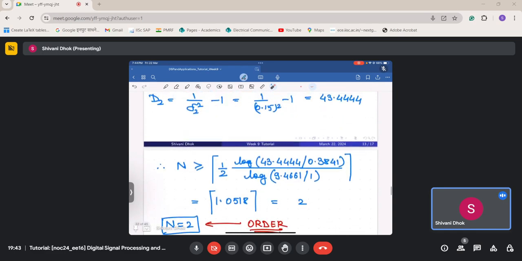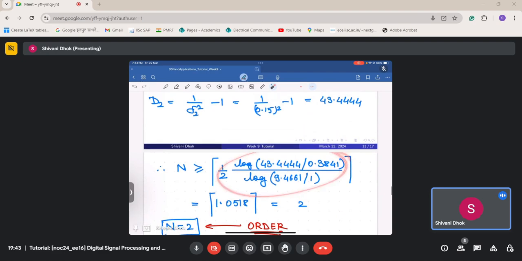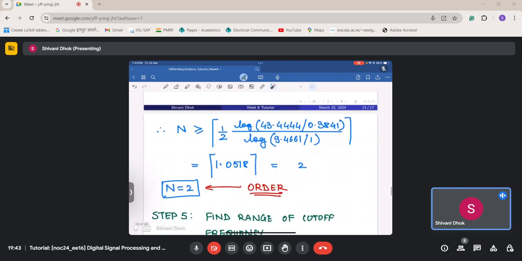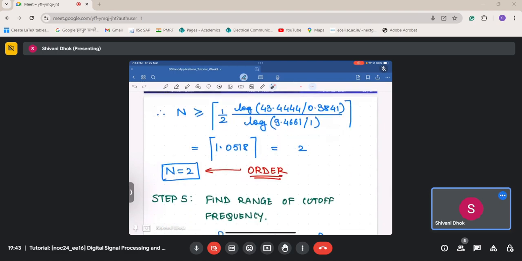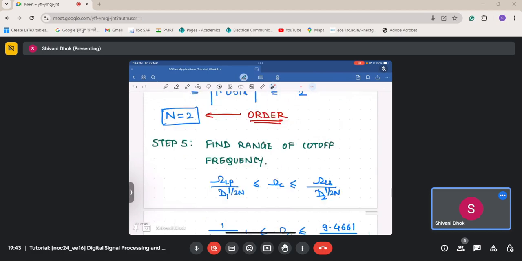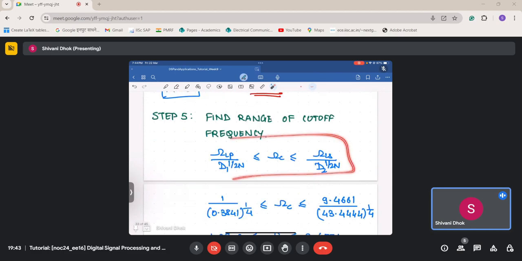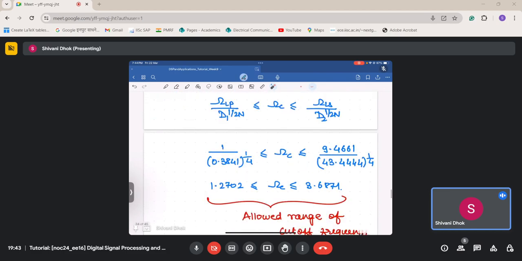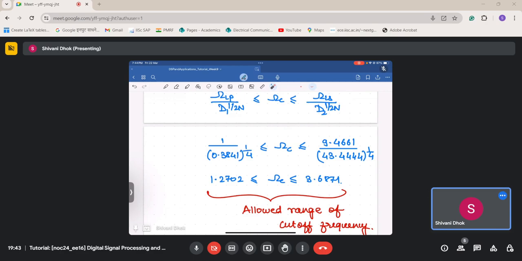So after substituting all the values for omega ls, omega lp, delta d1 and d2, we have this thing. So this order has to be at least equal to ceil of this function, which is 2. So we consider the least possible order, which is n equal to 2. So once we have this n equal to 2, using this we can find the range of the cutoff frequency. So range of cutoff frequency is given by this formula. We can substitute the values and find the allowable range of cutoff frequency.